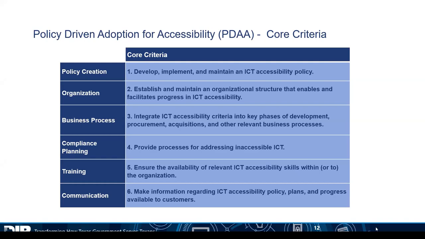Then business processes, where you need to integrate accessibility criteria into the key business processes, as they're identified, where accessibility plays a role, including procurement, acquisitions, and other relevant business processes. Then compliance planning, which is making sure that you have a process for addressing inaccessible ICT. Then training, of course: ensure the availability of relevant ICT skills, either within or to the organization. By to, I mean with a third party. And then making all this information, or some aspects of this information, available when requested.